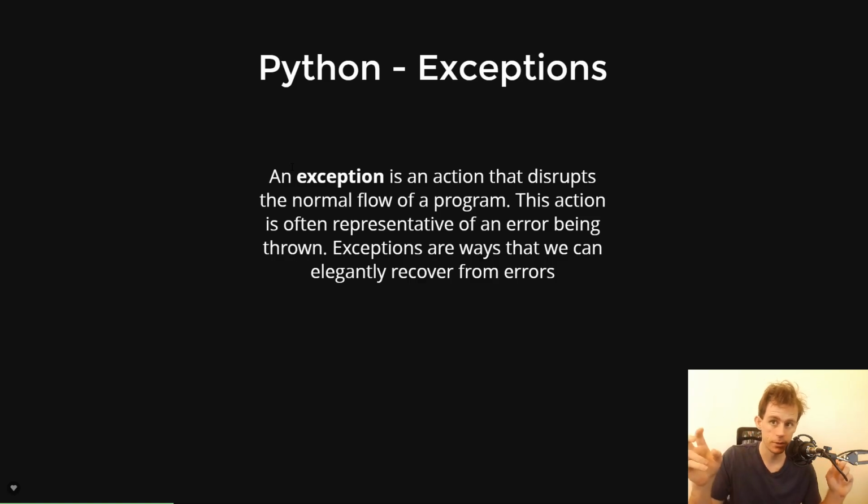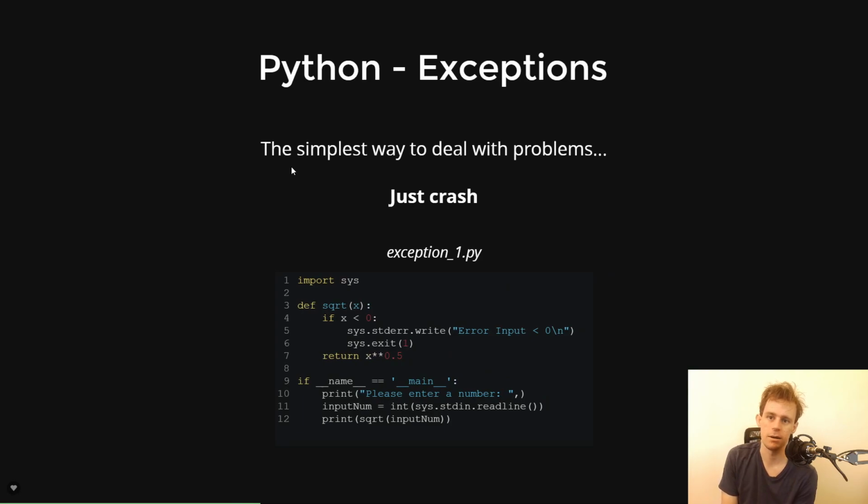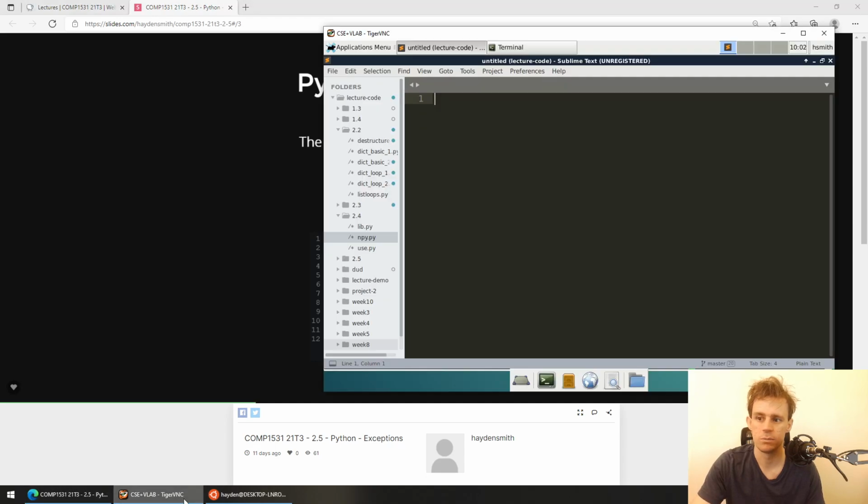An exception, formally speaking, is an action that disrupts the normal flow of a program. This action is often representative of an error, and exceptions are things we can elegantly recover from. They're kind of like the opposite of asserts, where asserts just crash the program if something goes wrong. We don't want to crash the program if something goes wrong. We would like to just deal with it and move on, because crashing would be very problematic for a person using the program. So if we have a look here, this is a C-style program in how you might deal with a problem.